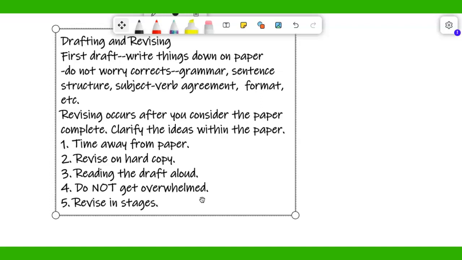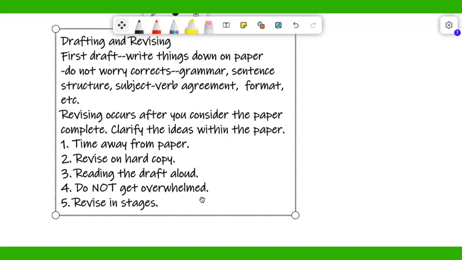Another thing to think about when you are drafting and revising, once you have got to that revising stage, I want you to think about what it means to get to that final draft. So as you are drafting and revising within that draft, you have to get to the end. Once you get to the end, I want you to think about your title.